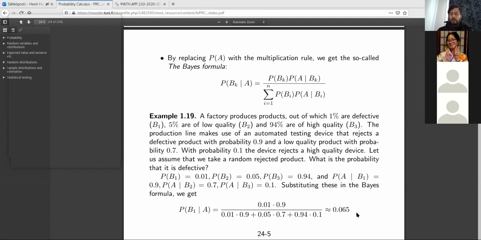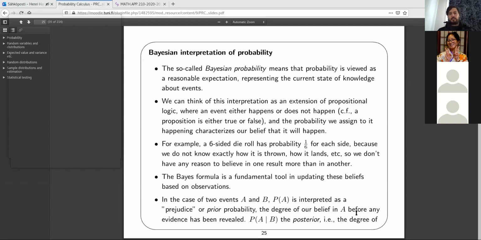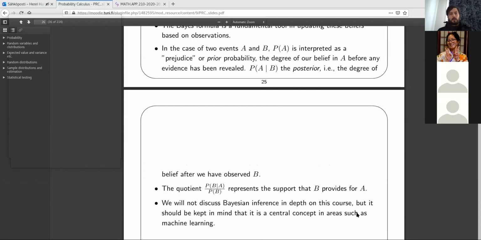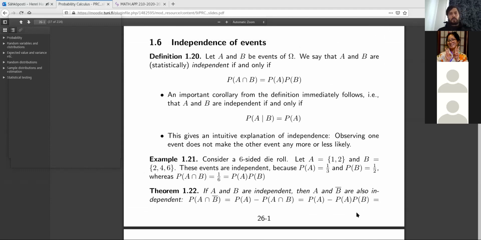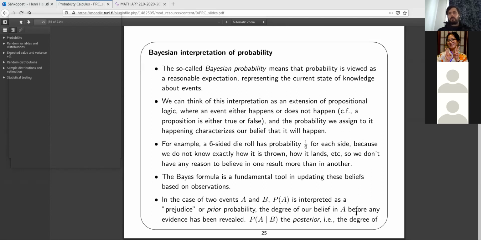All right. I'm not going to talk about the Bayesian interpretation of probability this time. We'll talk about it a little bit next Monday. Next week, we'll move towards independence of events. We'll talk about those a little bit more next week, and we hope to get to the end of this chapter 1 by then.